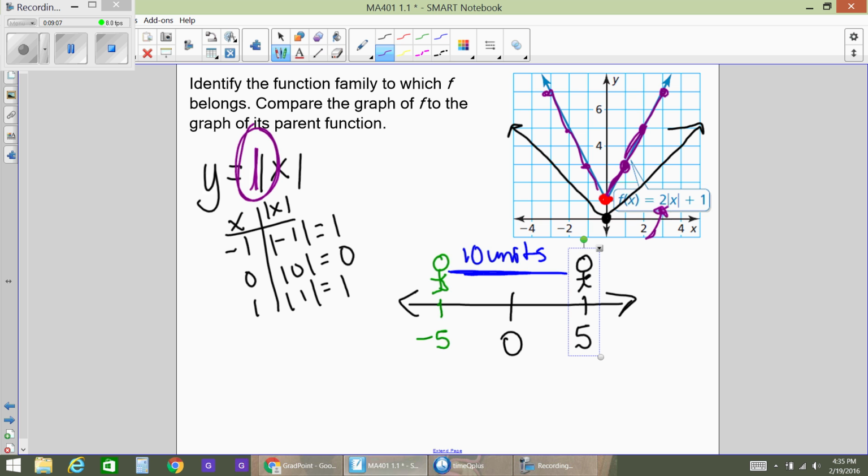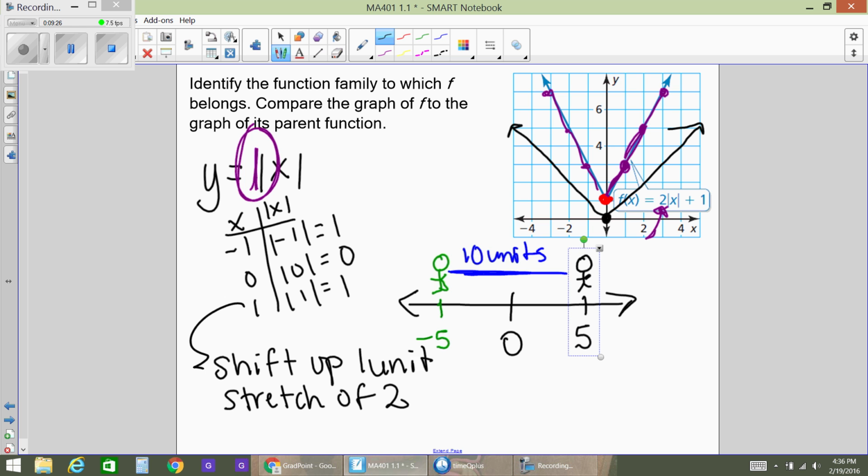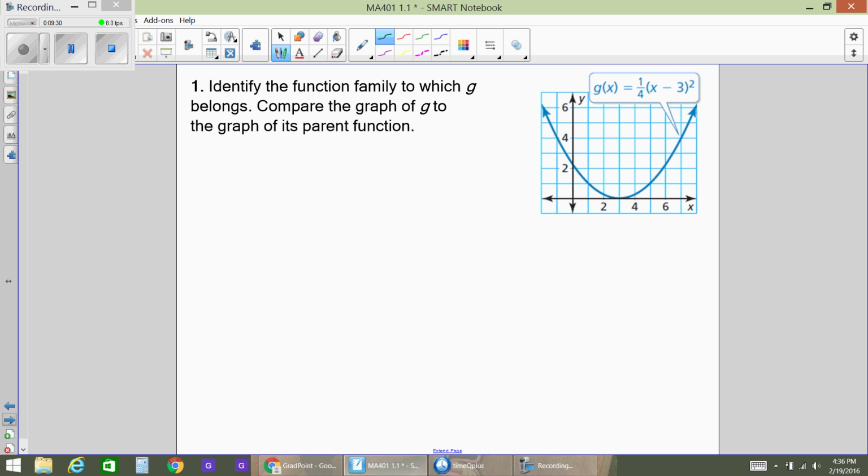Like so. So, what do we know about this graph? It has a shift up 1 unit compared to its parent function. And it also has a stretch of 2. Okay, moving on.